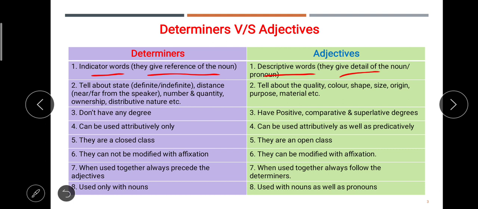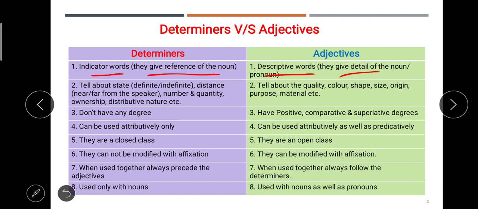But if I say this dog and that dog, it is clear that if I say this dog, it means the dog is close to me. When I say that dog, it is away from me, but we don't know anything about the dog. Its size, body structure, species, nothing is clear. So determiners are used to give information.